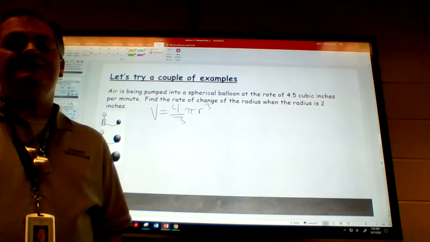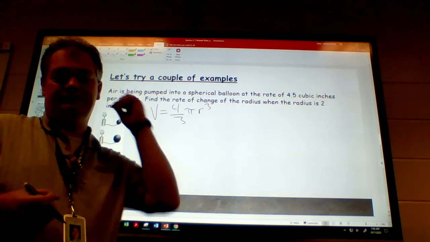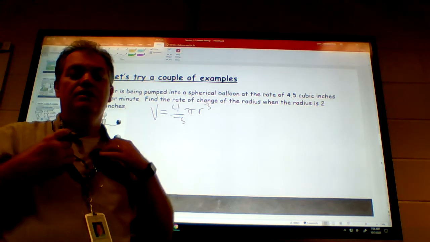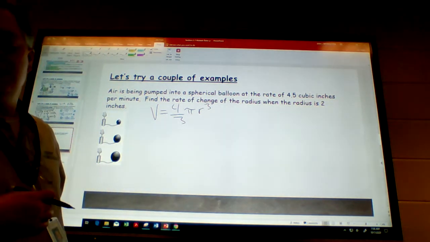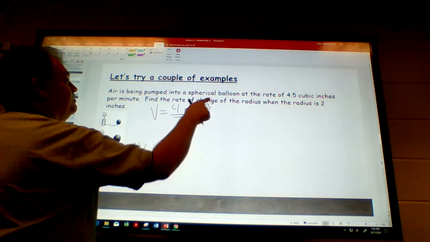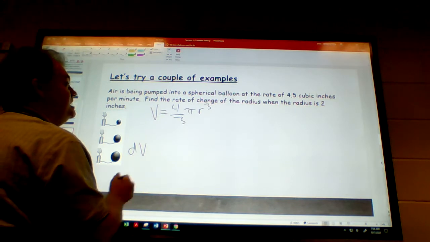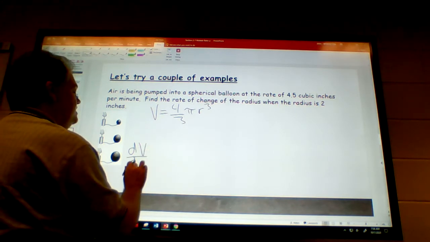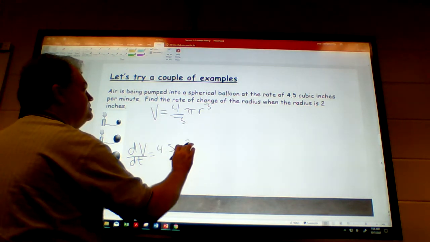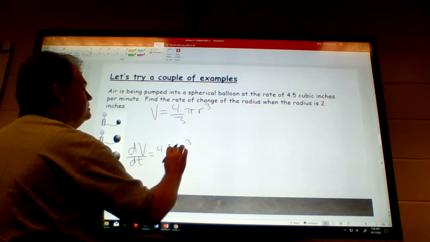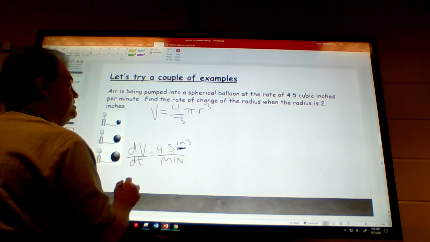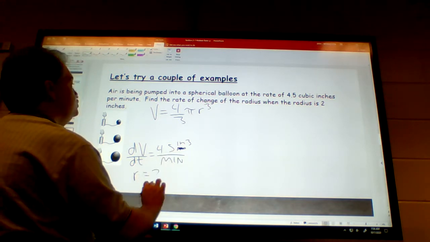But with that being said, we need to see what we do know. We don't know the volume, but we do know the rate at which the volume is changing: dV over dt equals 4.5 inches cubed per minute. And we also know that the radius is 2 inches.